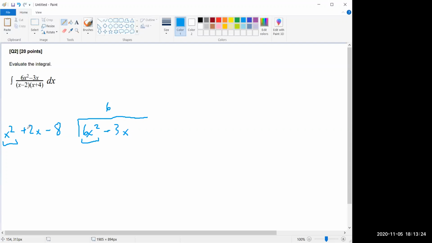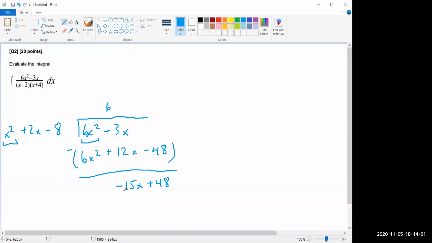So I'm going to multiply 6 to the divisor. That'll give you 6x squared plus 12x minus 48. Okay, and then we have to subtract this. The first term should always cancel out. And then you have negative 3x minus 12x, which is negative 15x. And then 0 minus negative 48, that's plus 48.